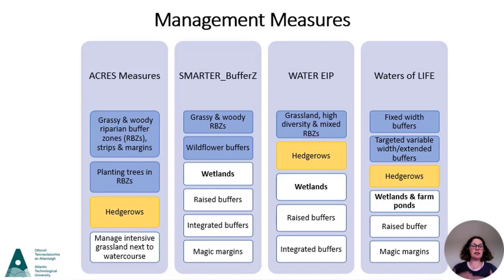I have highlighted the similarities in blue, so everything in blue is the same in terms of a grassy or woody riparian buffer zone, and you can see in yellow I've highlighted hedgerows where they appear. The ones in black, which are wetlands, so they're happening across Smarter Buffers, the Water EIP and Waters of Life, I've highlighted in black because they're essential components within our catchments, but they haven't been specified in the ACRES measures per se in terms of creating wetlands or creating farm ponds.